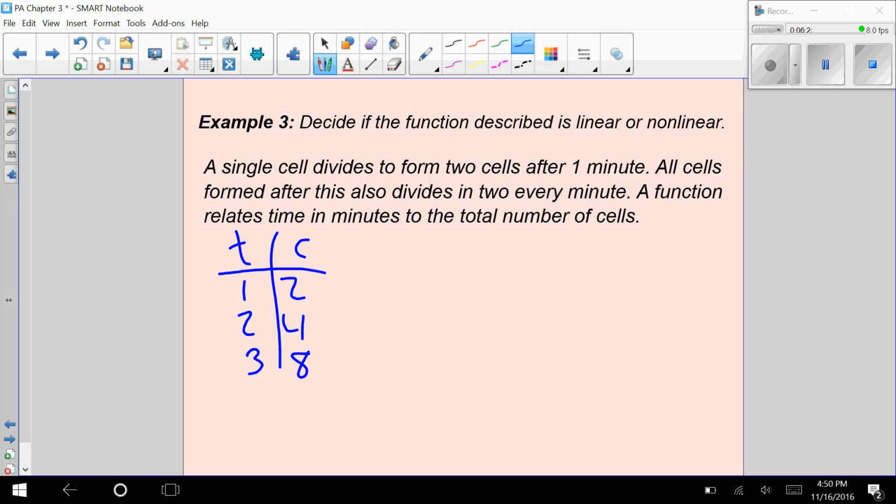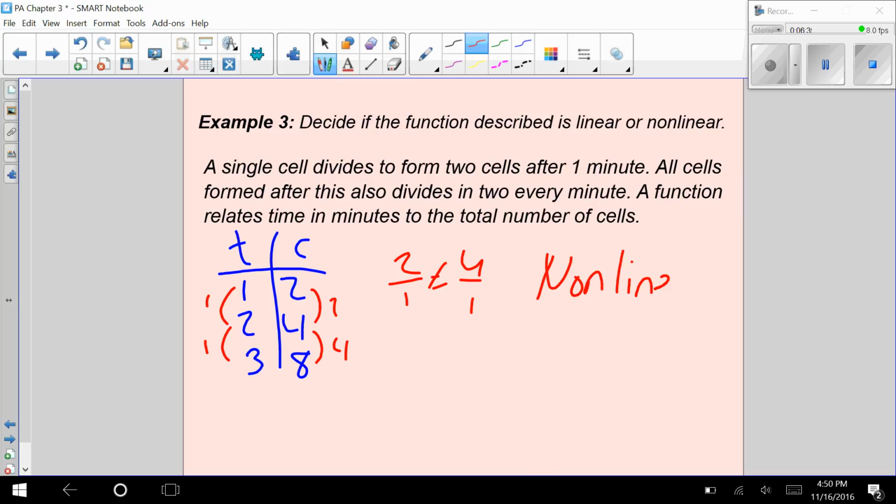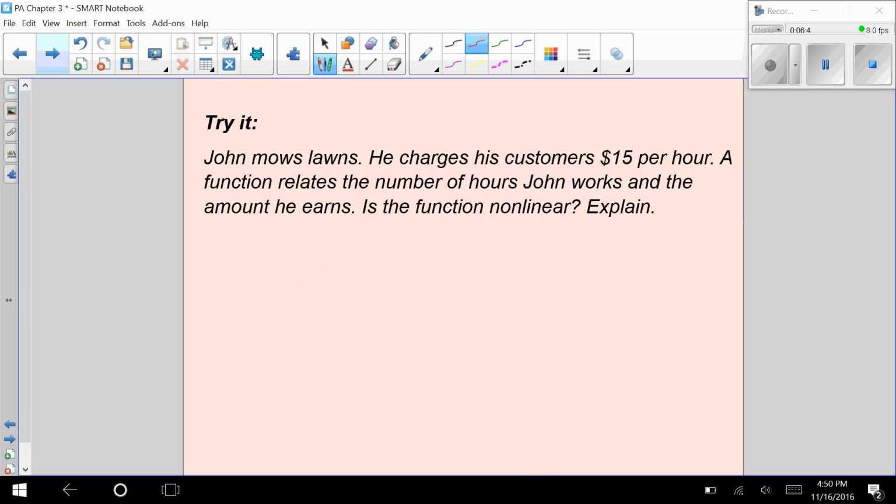So is this linear? Well, we go up by 1 and 1. We go up by 2 and 4. Is 2 over 1 equal to 4 over 1? No, so it's nonlinear. Try this one. John mows lawns. He charges his customers $15 per hour. A function relates to the number of hours John works and the amount he earns. Is the function linear or nonlinear?